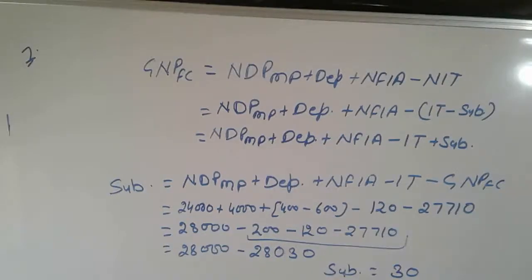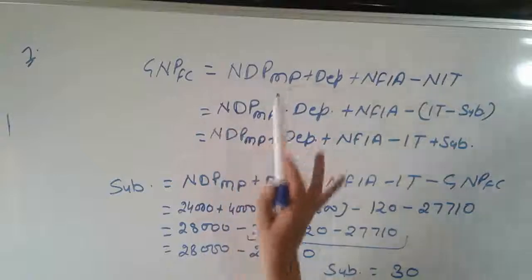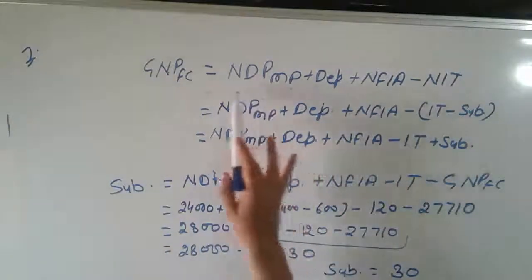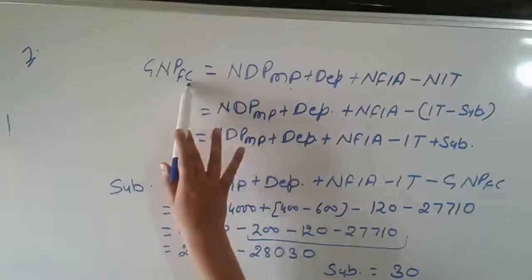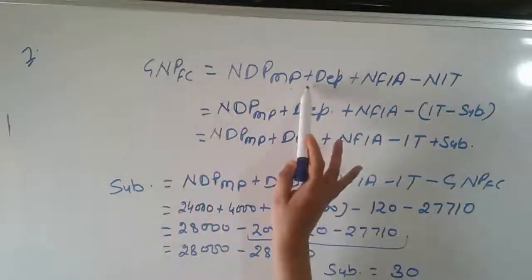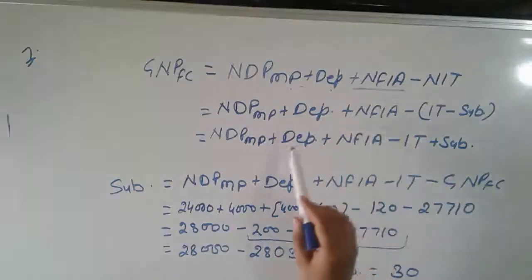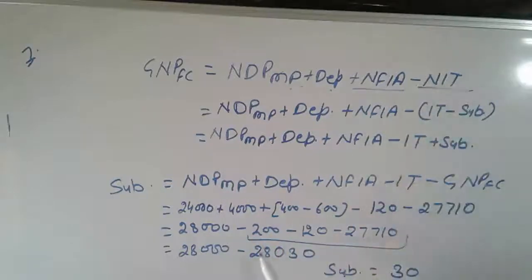In example number 7, we have to calculate subsidies, and we are given GNP at FC, NDP at MP and other basic terms. So first we will write the adjustments to reach GNP at FC when we are given NDP at MP. Net to gross, so we add the depreciation. Domestic to national, so we add the net factor income from abroad. Market price to factor cost, so we subtract the NIT.